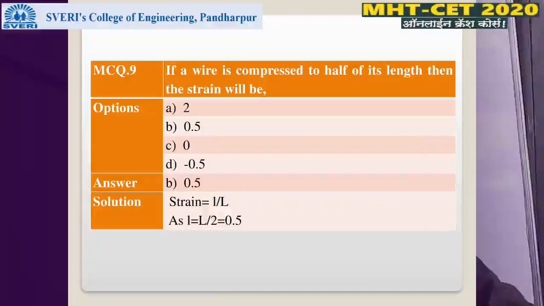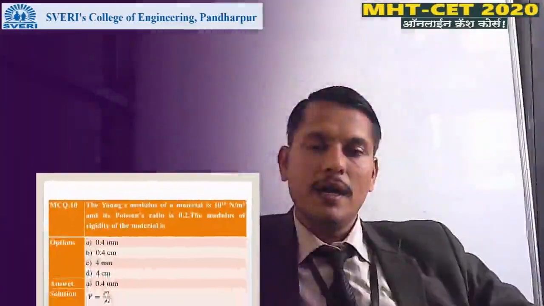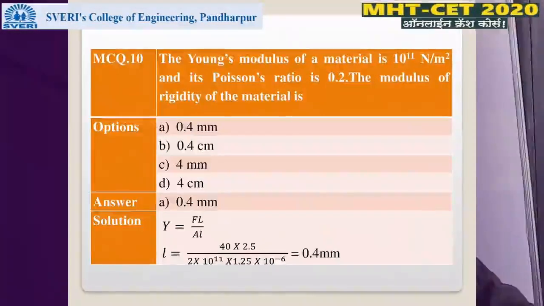if a wire is compressed to half of its length, then the strain will be. So here strain, we know the equation, change in length upon original length. If a wire is compressed to half of its length, then the strain will be. So compressed to half means that small l is nothing but L by 2. So L by 2 upon L, that is 1/2, that is simply 0.5. It is a simple one. And then we move to the 10th MCQ, that is the last one.